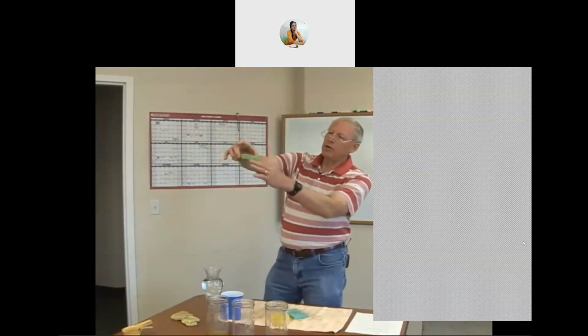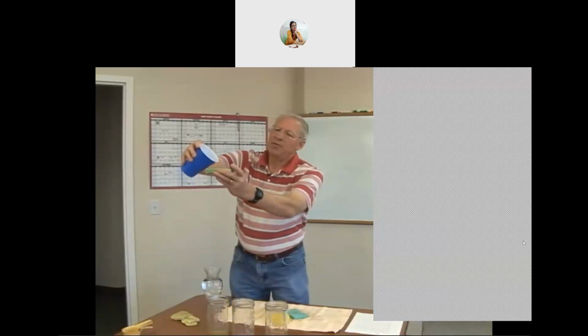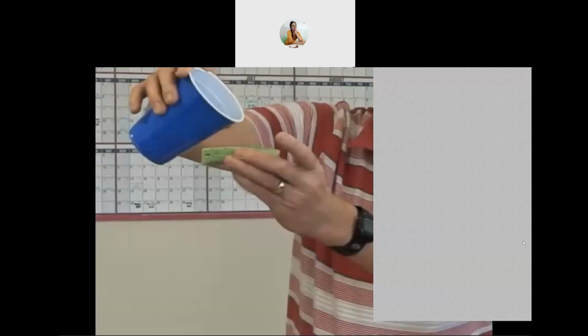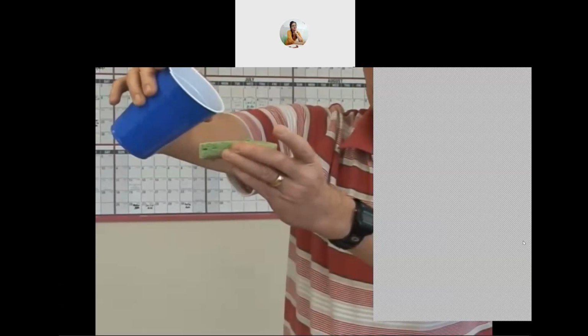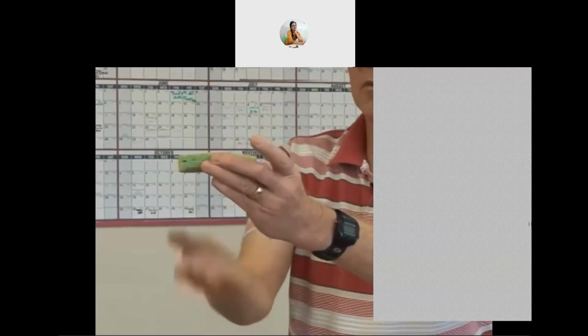Okay, now you see that there is no water coming through the sponge. There's no water coming through the soil profile. This sponge is now at field capacity. Now, if I add, just let's say, one more drop of water, water comes through the soil profile and drips down and out the bottom.